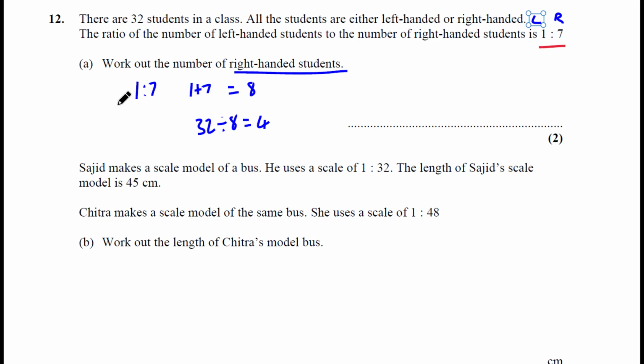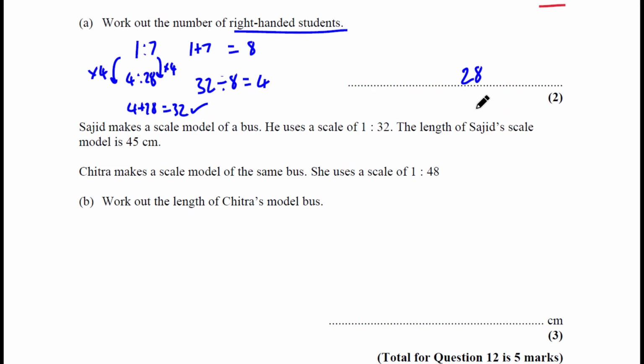and all we need to do there is now times that by 1, times that by 7, so we get 4 and 28. Now 4 add 28 makes the original number of 32. It does, so that's just a quite good double check that our working is correct. It does say right-handed students, so we need to say 28.